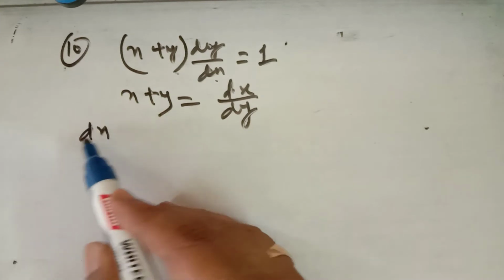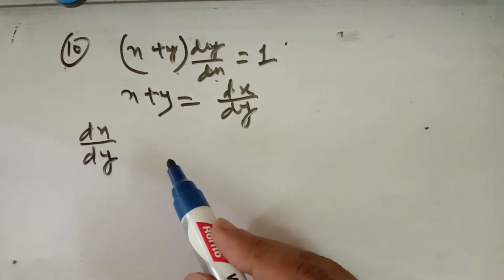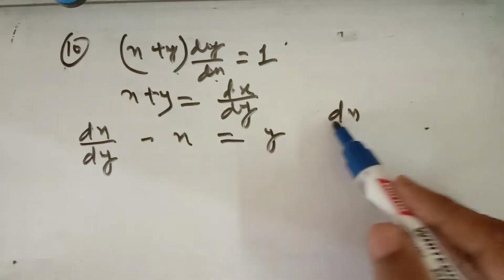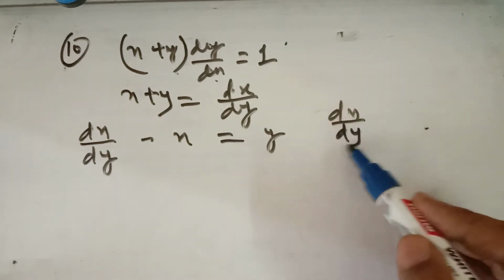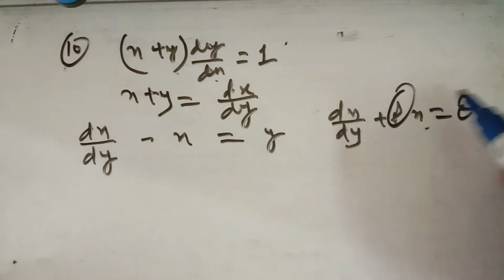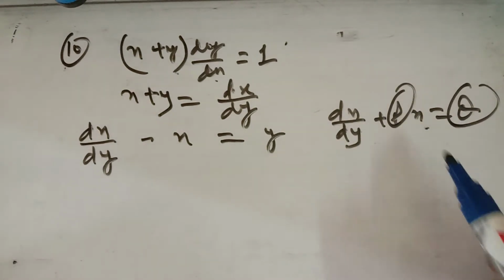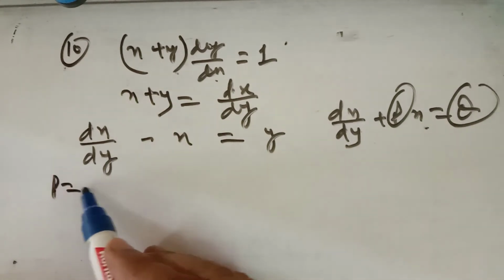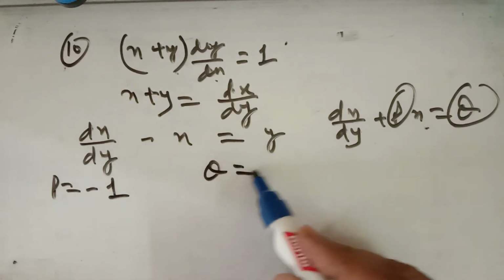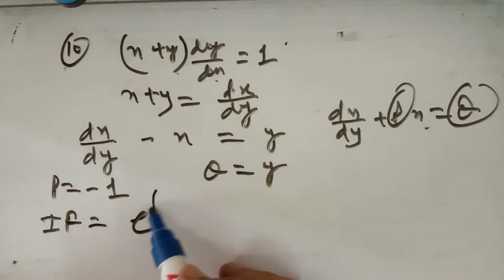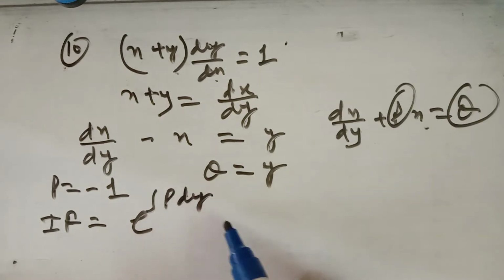So the second type linear differential equation is dx upon dy minus x is equal to y. It is of the form dx upon dy plus Px is equal to Q, where P and Q are either constants or functions of y. So here P is equal to -1 and Q is equal to y. So its integrating factor, as we have discussed in the beginning, is e raised to the power integration of P with respect to y.